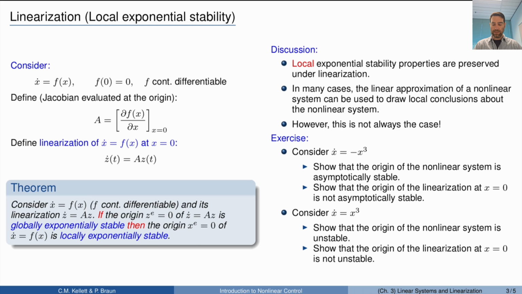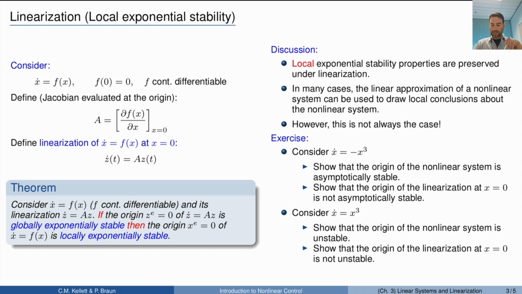So when is it not the case? There is a simple example which you can look at as an exercise. Consider x dot is equal to minus x to the power 3. Now, using Lyapunov methods, you can show that the origin of this nonlinear system is asymptotically stable, but it's actually not exponentially stable. But if we look at the linearization, then we end up with x dot is equal to 0, because the matrix A in this case is 0.